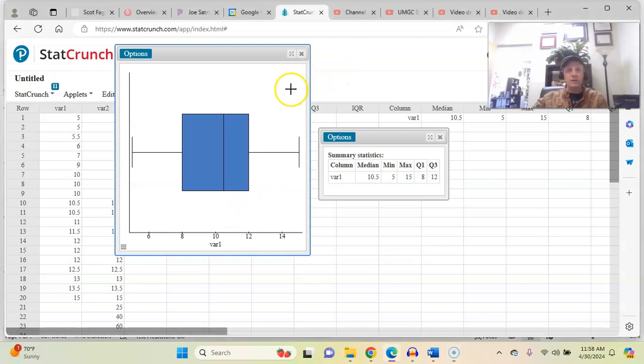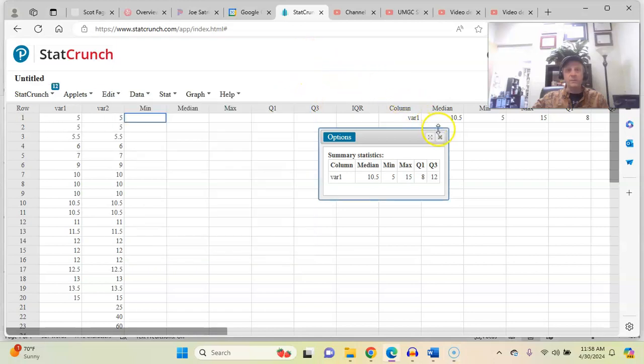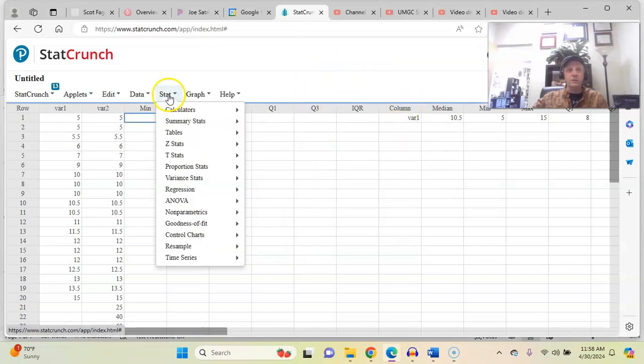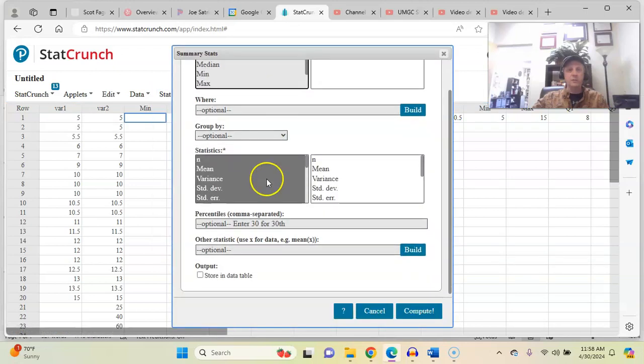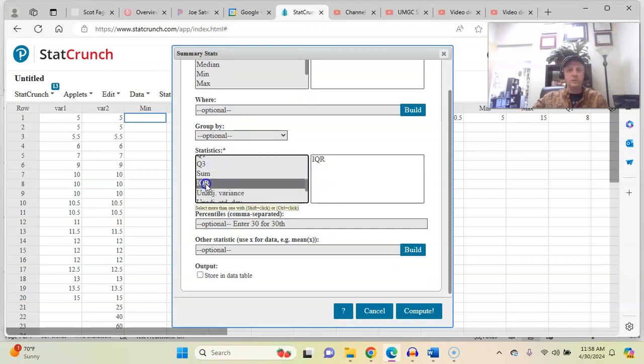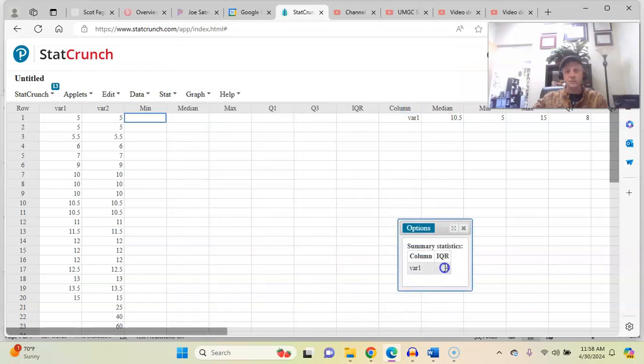We can generate that on StatCrunch as well. If we go to Stat, Summary Stats, Columns, Variable 1, and if we just select the IQR, that stands for Interquartile Range. We're expecting it to be 4 because that's calculated as 12 minus 8. And there we go.